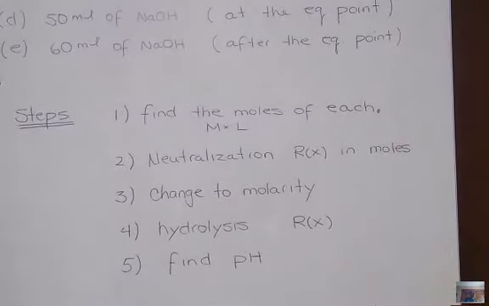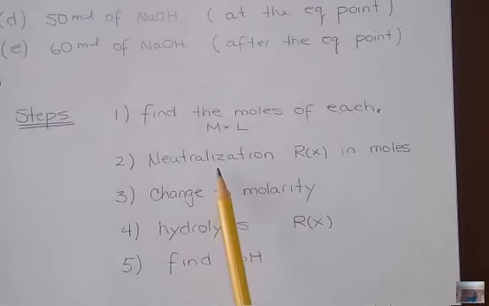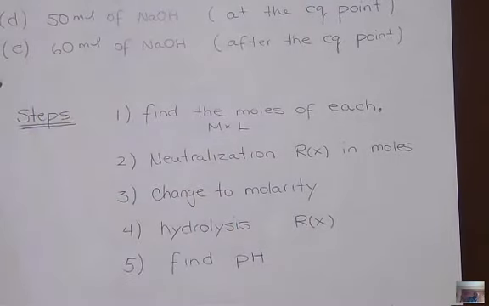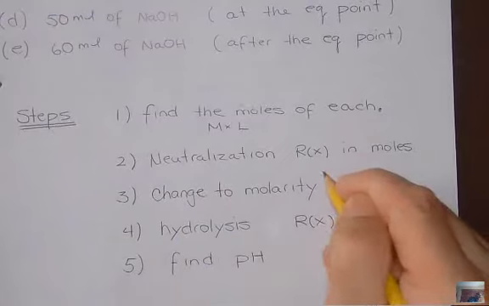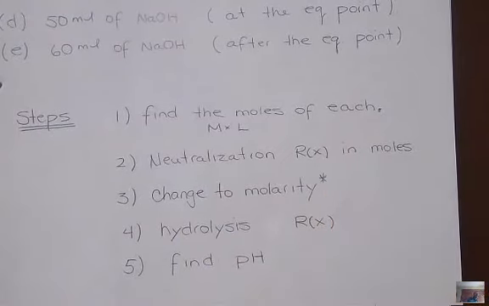Okay? So here's the steps. Step 1, find the moles of each of the two reactants, which is molarity times volume. Because if we know that, we can figure out at each of the steps how many moles there are to react in the neutralization reaction. Second thing you're going to take care of. All right, so this is the steps for each of these 5 reactions up here. Then you're going to do the neutralization reaction in moles. Then you're going to change back to molarity, remembering to take into account the dilution factor.